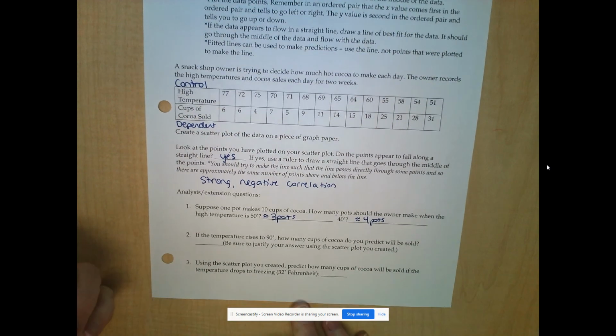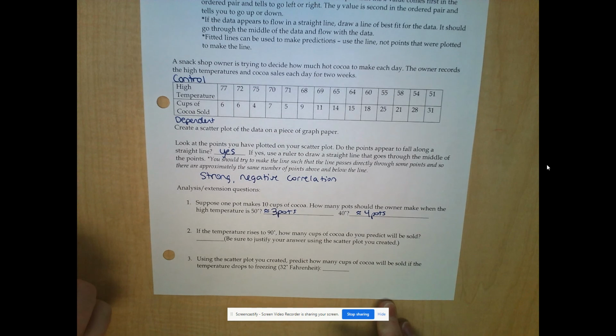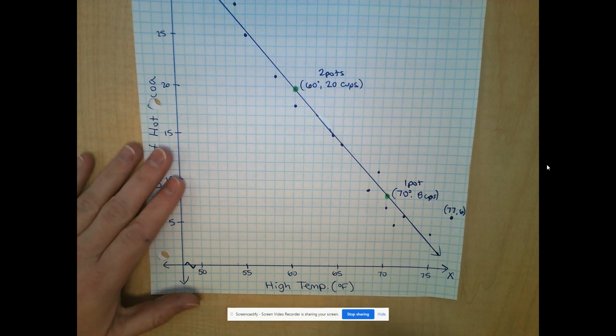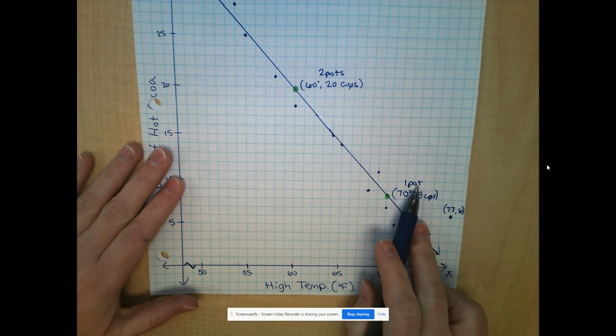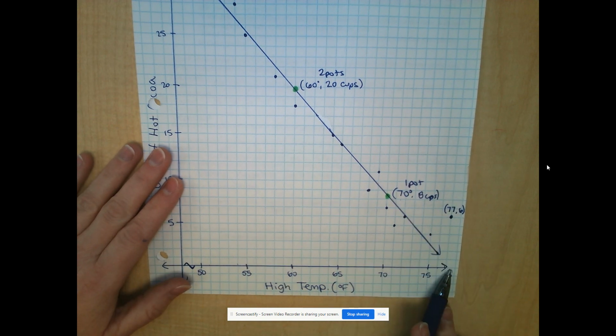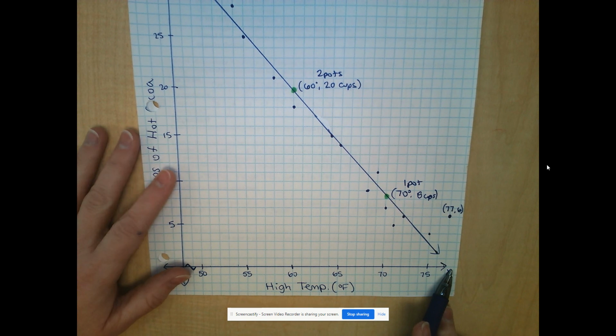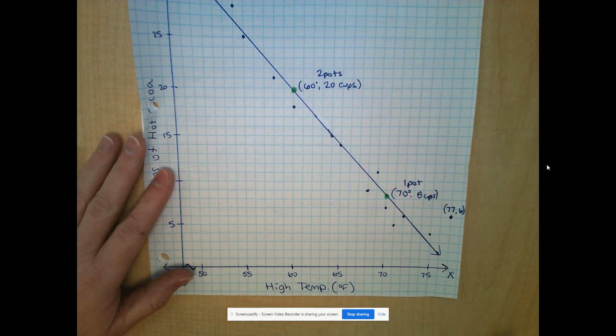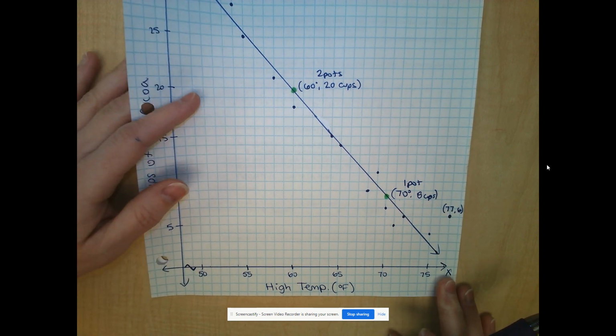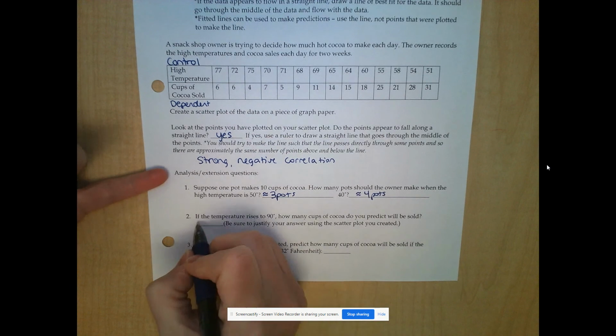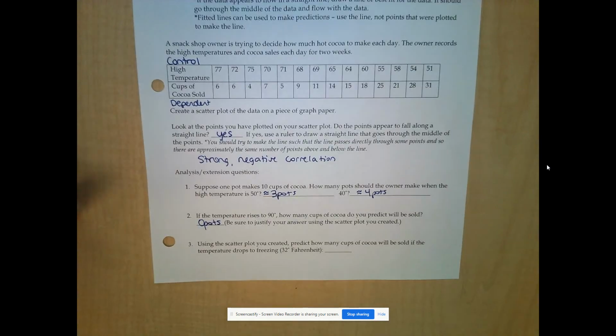If the temperature rises to 90 degrees, how many cups of cocoa do you predict will be sold? Please justify your answer using the scatter plot you created. So if I look here, when it was 70 degrees, I only needed 1 pot. By the time I get up to 80, I'm already going to be around 0. And 90, I would hypothetically be in the negatives. Since we can't make negative pots of cocoa, we would have to say 0 pots because we would need 0 cups. The line would be in the negatives.